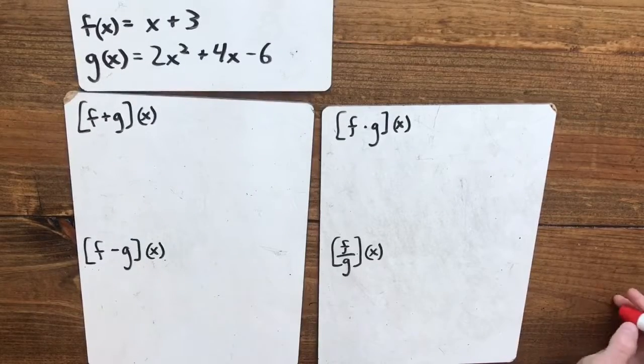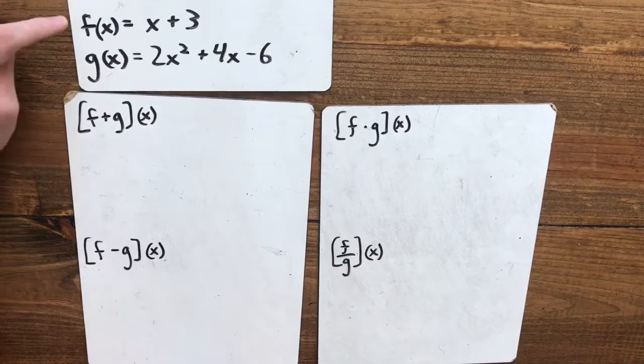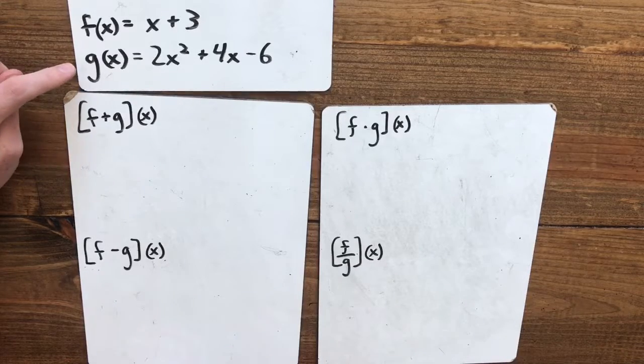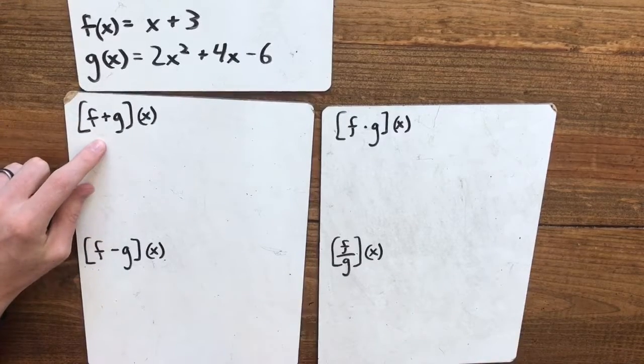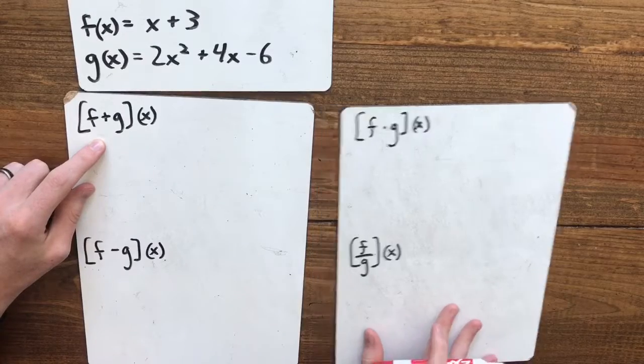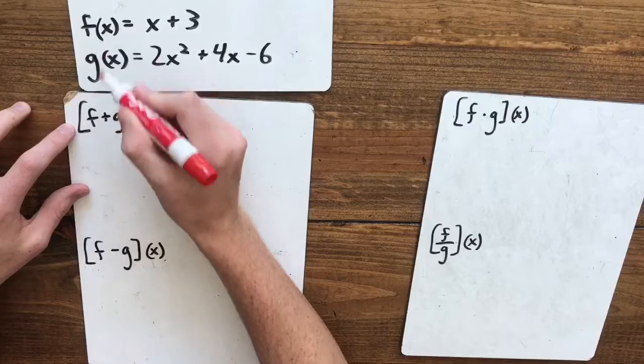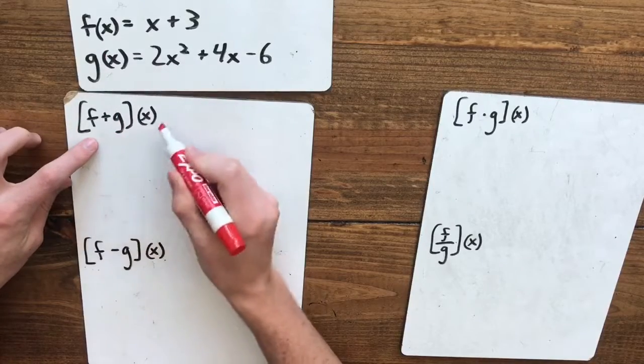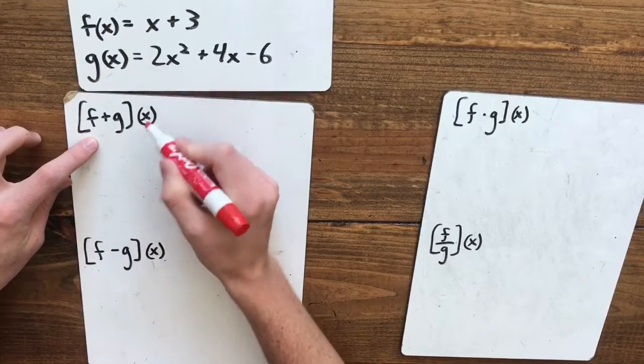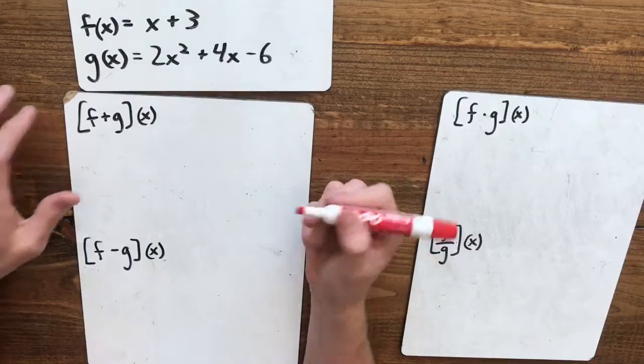All right, so we're looking at doing some operations on functions here. As we can see, we have a function f, we have a g function. First thing we want to do is add these two functions together. So we're going to take function f, take function g, add them together, and the x is still going to be x.